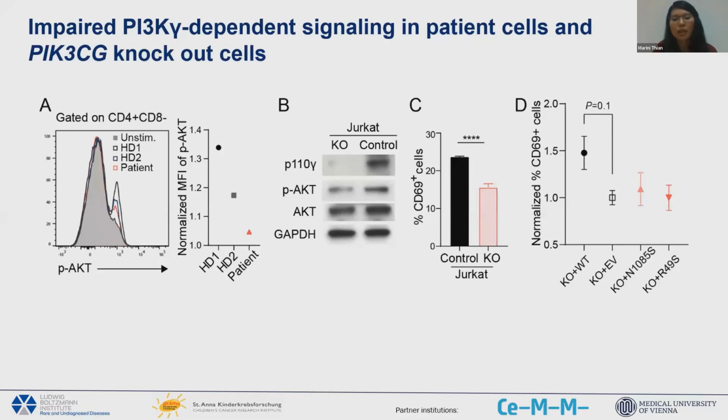And furthermore, upon reconstitution with wild-type P110 gamma, here you can see the CD69 upregulation on the surface of Jurkat PIK3CG knockout cells. By contrast, upon reconstitution with mutant vectors, you can see that no upregulation of CD69 was observed compared to empty vector, showing a loss of function mechanism for both individual variants.